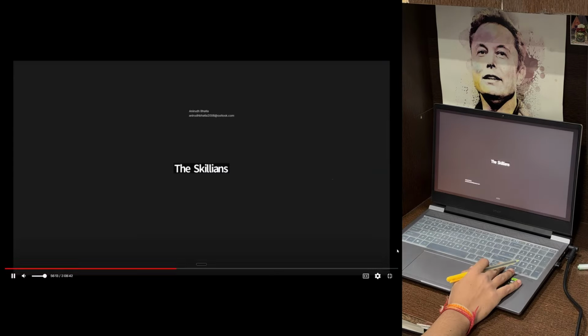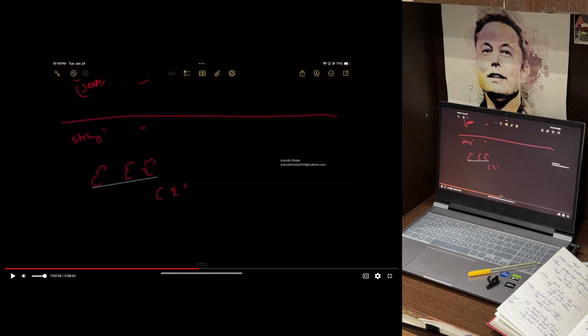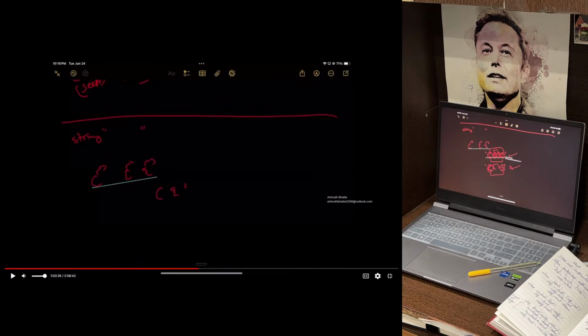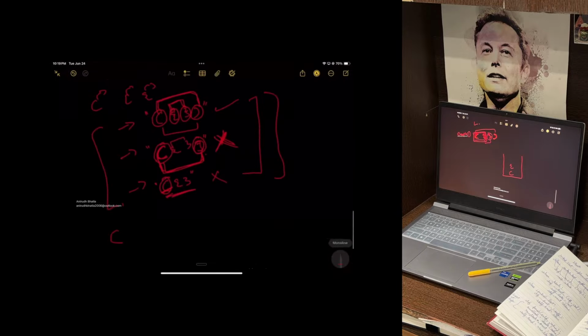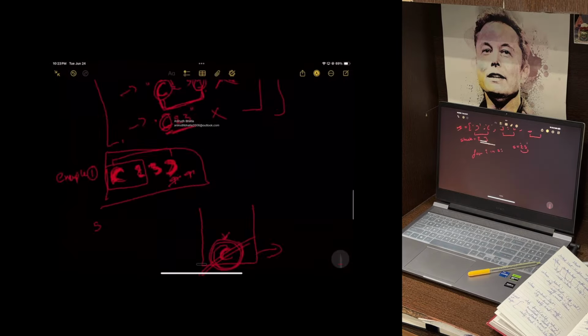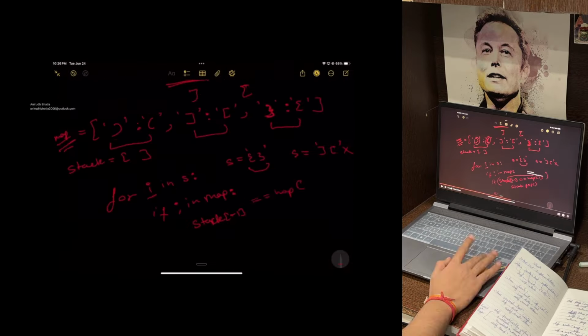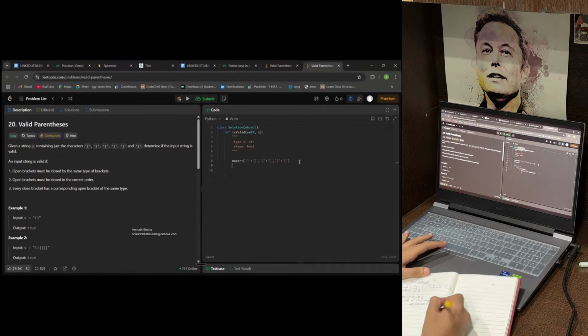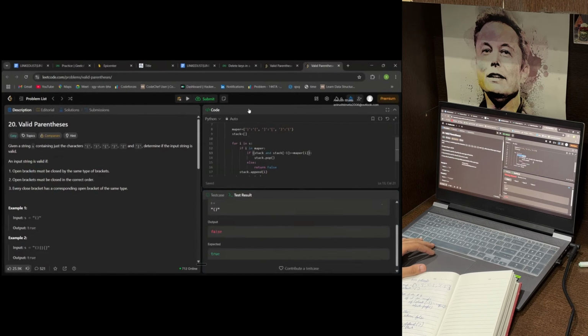A stack has three main functions: push, to add an element to the top, pop, to remove the top element, and peek, to just look at the top element. We learned that implementing this with Python lists is simple. You just use the built-in append and pop methods.